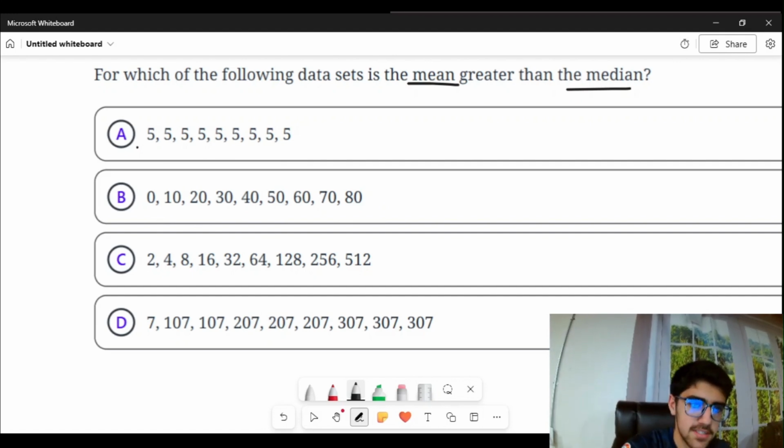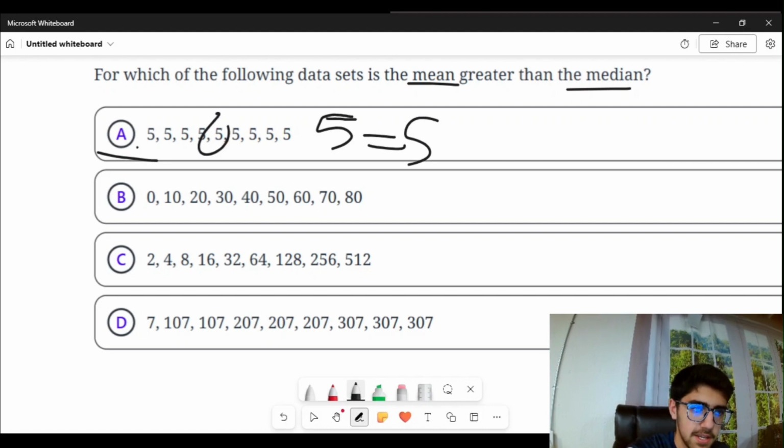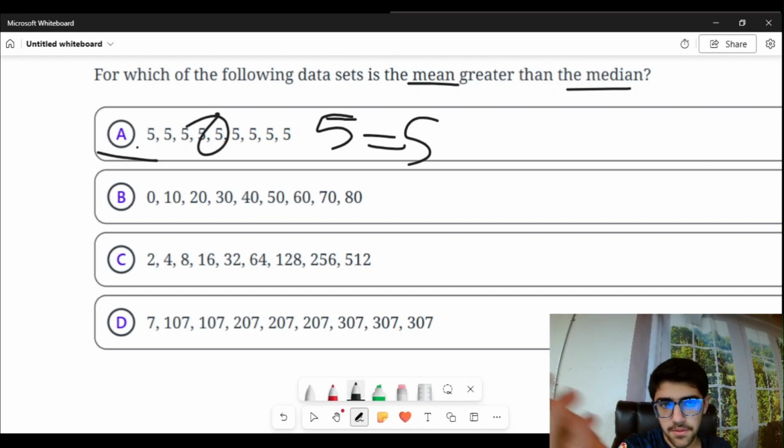For this one, you automatically see 5 for option A. The mean is 5, and the median is 5. The median is right here. The mean is just adding them and dividing by the total, which is going to have to be 5. Option B is also going to be similar to the one above. The median will be right here. The median will be 40. The average will be around that because you're adding from 0 to 80, then dividing by 9. So it's going to be around 40.